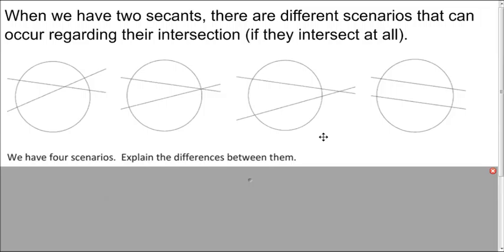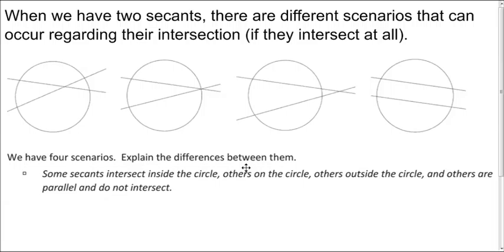So when we have two secants to a circle, there are a few different scenarios that can occur when we're talking about their intersection. So take a look at the four diagrams here and see if you can describe the differences between them. Well, in the first diagram, the secants intersect inside the circle. Here they intersect on the circle. In the third one, they intersect outside the circle. And in this last one, they don't intersect at all. They're parallel. We're going to spend the remainder of this lesson looking at the first scenario, when they intersect inside the circle.